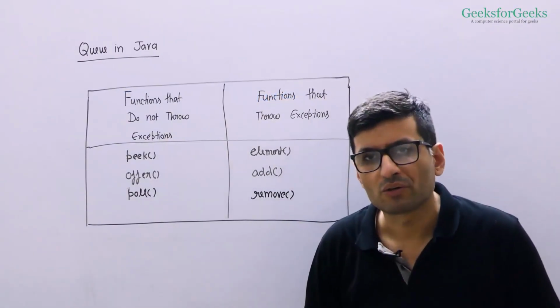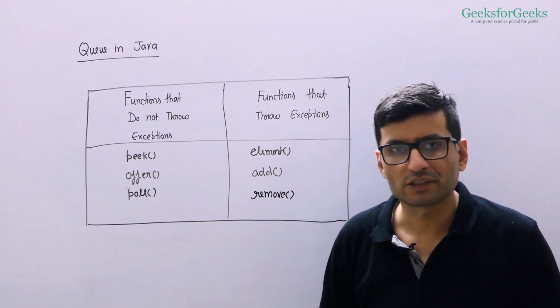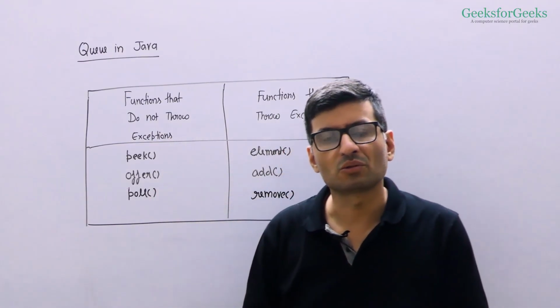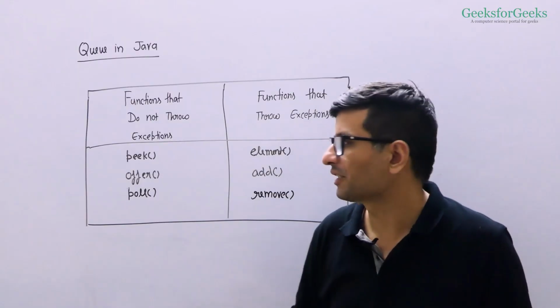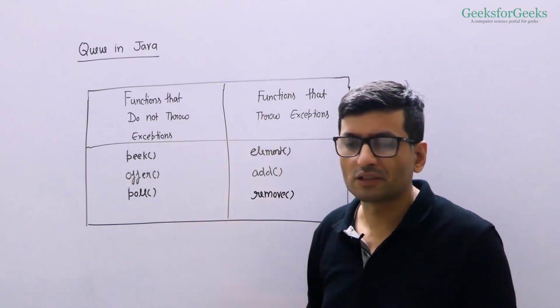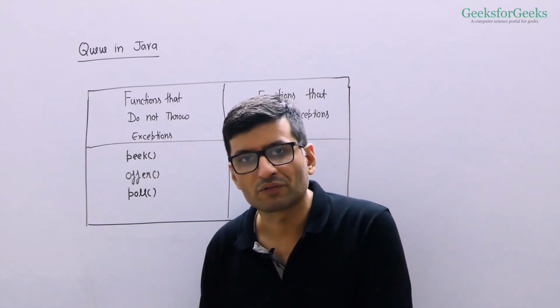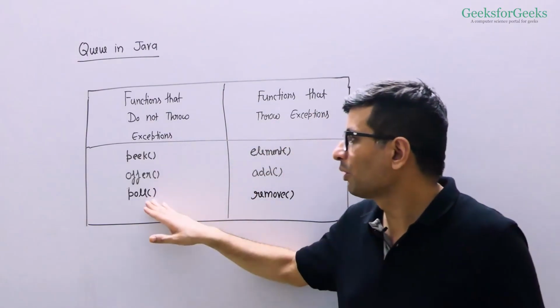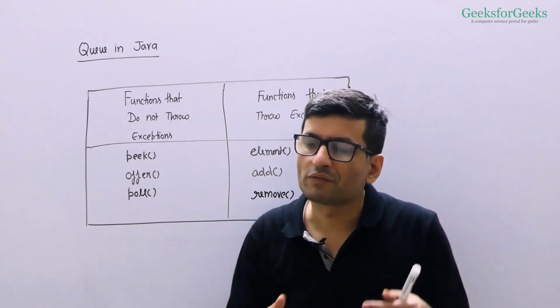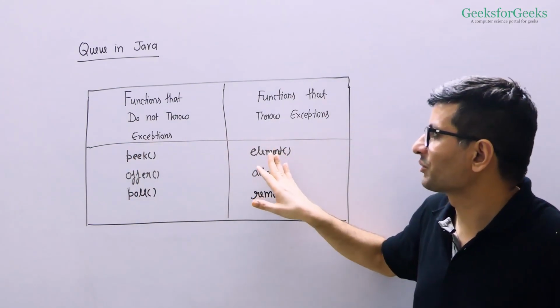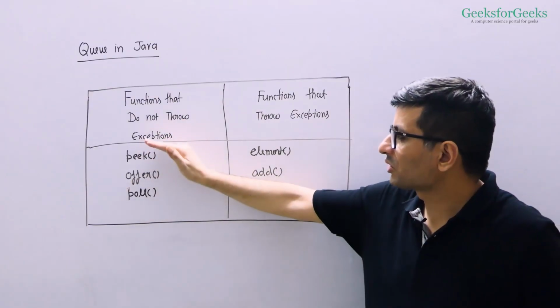Let us now talk about more functions in the Queue interface. We have already talked about these 3 functions. The peek function is to get the first item. The offer function is to add an item at the end, the last, of the queue. The poll function is to remove the front item. These 3 functions have their counterparts as well. These 3 functions do not throw an exception.